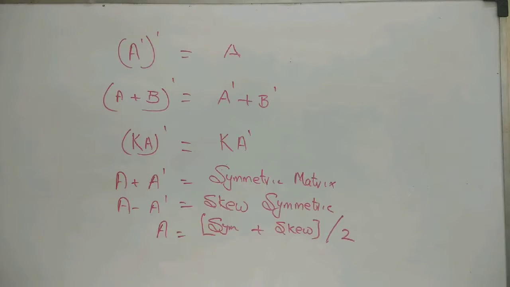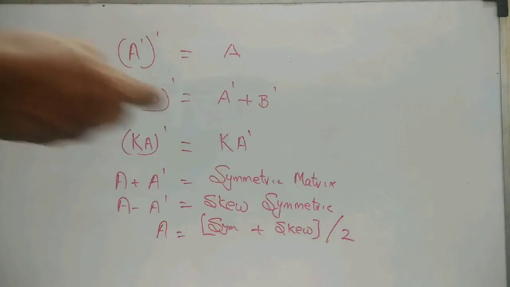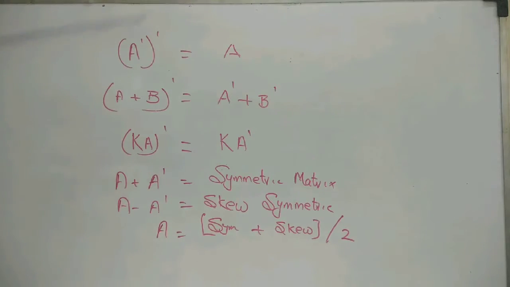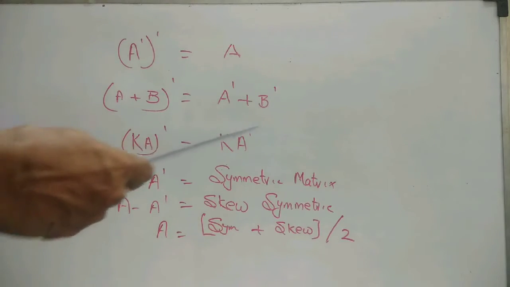Now we are seeing on the board the properties of transpose matrices. Transpose of transpose matrix is A. A plus B, the summation, you are getting one matrix, and the transpose of A plus B is equal to transpose of A plus transpose of B. A scalar K times the A matrix, transpose of that is equal to K times A transpose.